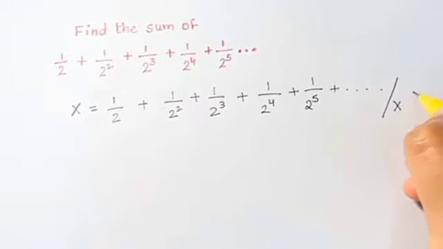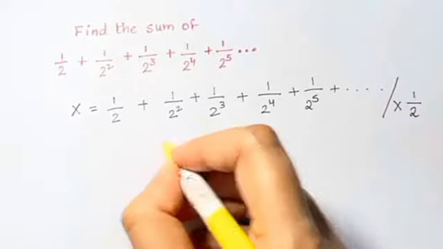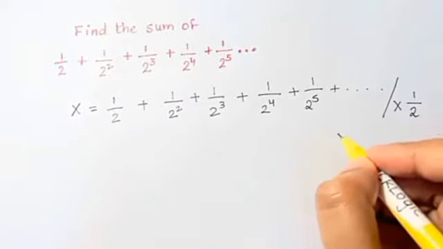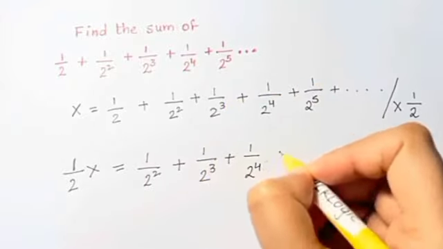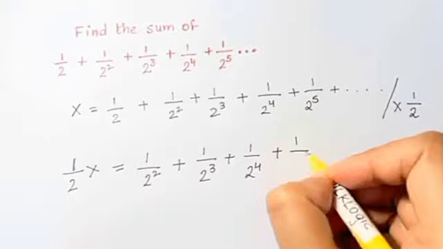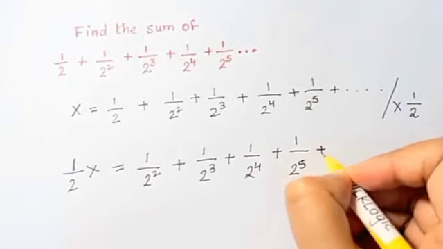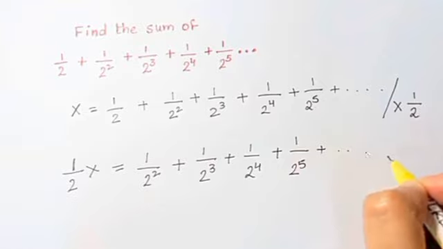Now the second step, which is very important, is that we multiply this whole term, left hand side and right hand side as well, by half. Multiplying this by half, it becomes half x, which is equal to half times half, so it becomes half squared, 1 over 2 squared, plus again multiplied by half, it becomes 1 over 2 cubed, plus 1 over 2 to the 4th, plus 1 over 2 to the 5th, and so on. This becomes 1 over 2 to the 6th and so on.